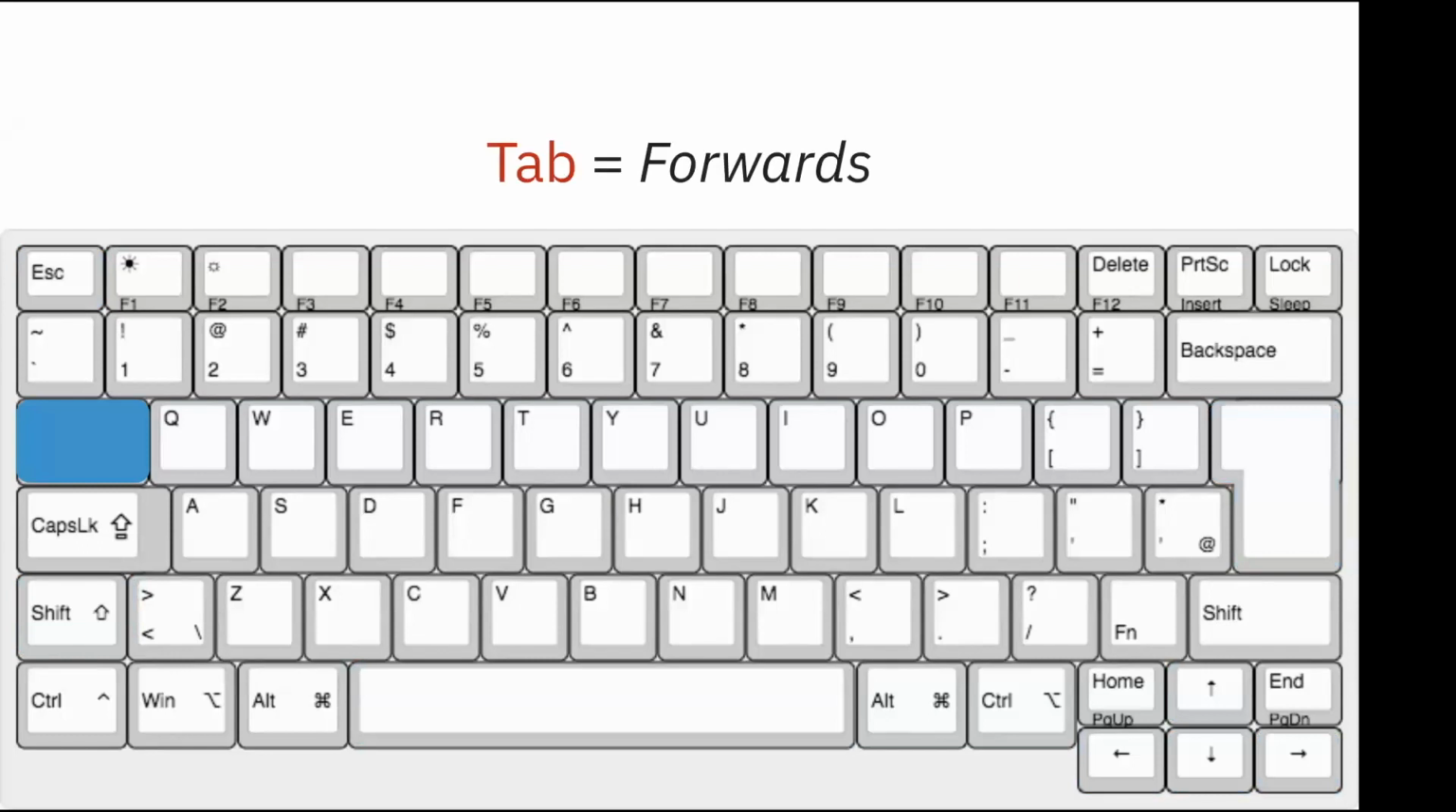So first, and the most important one here, is tab. This is how you just go straight through the site. You just tab, tab, tab, tab, tab, and it will jump to the next item, to the next item, to the next item that you have there.